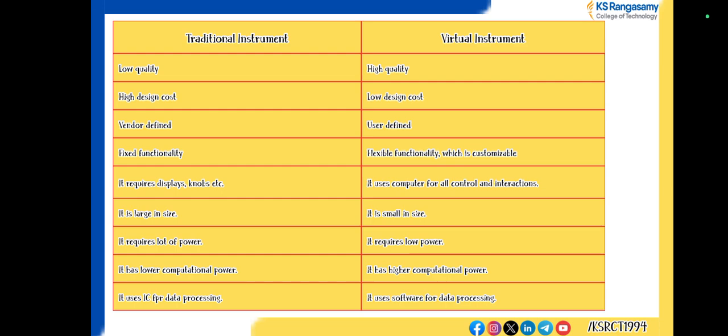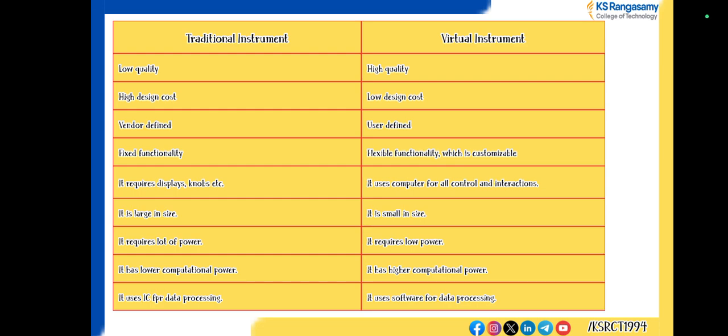The next feature is that the traditional instrument is vendor defined. The meaning of vendor defined is that we have to give the specification to the designer, what all the instrument can do. For example, if you want to design an ammeter, we have to specify the range of current that it can measure, whether it has to measure AC or DC, and what type of coil we have to choose. Everything we have to give as a specification. But in a virtual instrument, it is user defined. We can change its value based on the need.